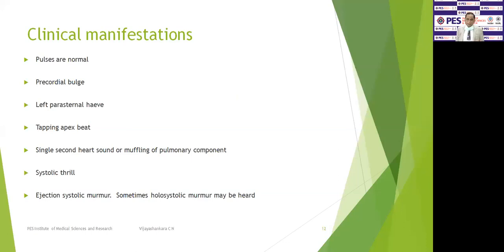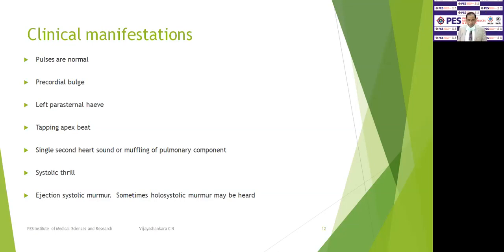Yes, in older children who have not had surgery in the newborn period or in early infancy, there will be a right ventricular hypertrophy. Because of the right ventricular hypertrophy, there may be a precordial bulge. Left parasternal heave is also one of the clinical findings. That is because of the right ventricular hypertrophy pulsating, which can be palpable in the left parasternal area. And you have a tapping apical beat at the right ventricular apex.